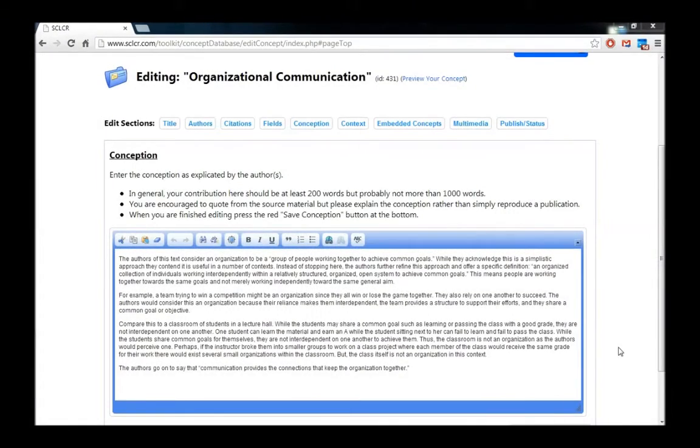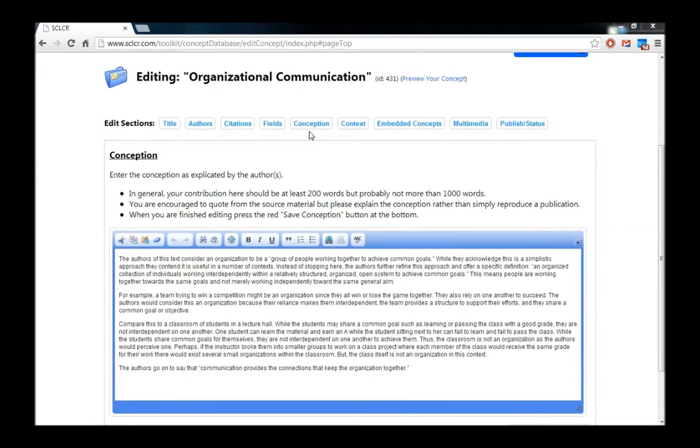Now that you've started to create an entry for the concept database, it's time to examine some of the other fields that are necessary in order to complete your submission. We've already looked at the title and the year of your concept. We've already looked at the author or authors that are responsible for coming up with your conception. We've already entered a citation or citations for works where we can see these conceptions in action. And we've already talked about where you enter the actual conception text.